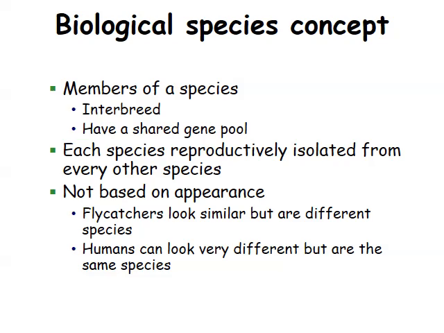Or you may have two animals where one is the natural prey and the other is a predator. So for that reason, they're going to avoid each other out in the wild. Being a member of a species is not based on appearance. Flycatchers are birds that look very similar, but there's many different types of species. Humans, we can look very different, but we're all the same species.